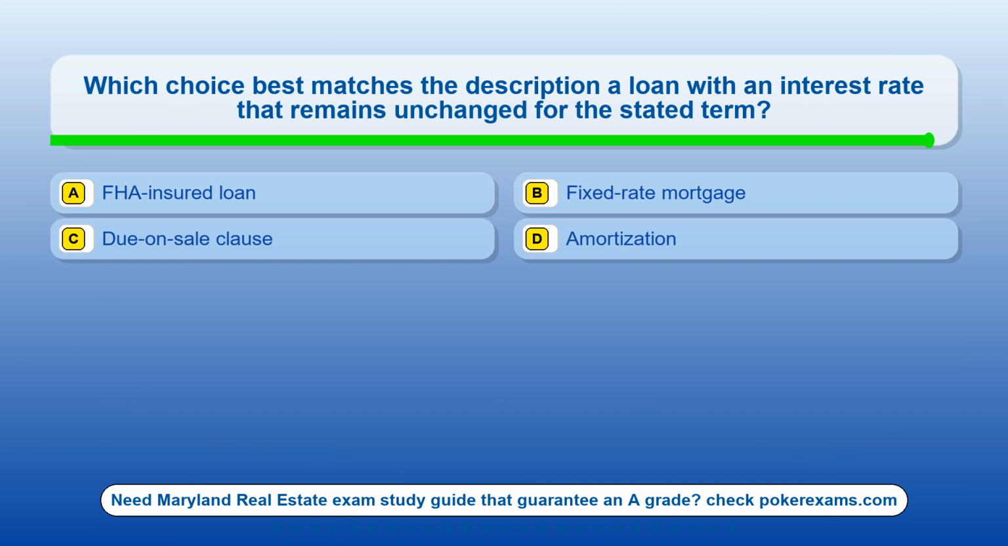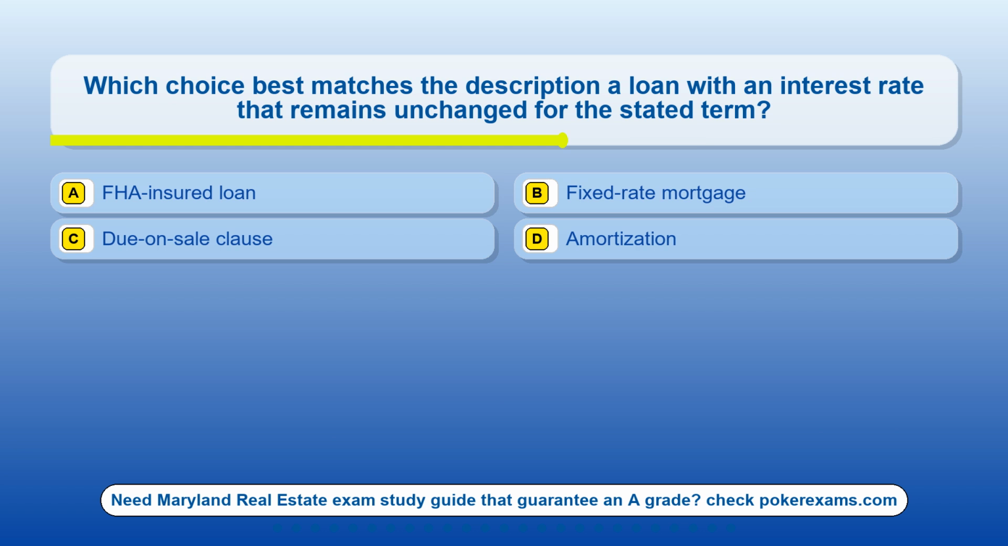Question 11. Which choice best matches the description? A loan with an interest rate that remains unchanged for the stated term? Option A, FHA-insured loan. Option B, fixed-rate mortgage. Option C, due-on-sale clause. Option D, amortization.